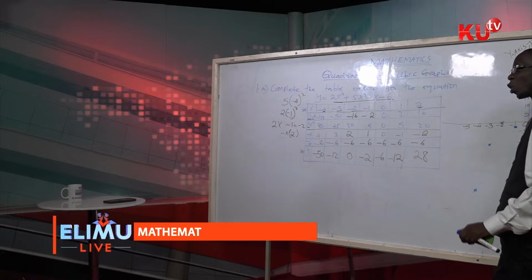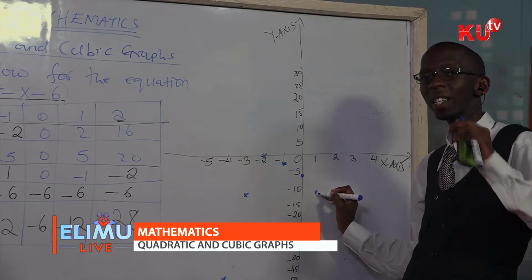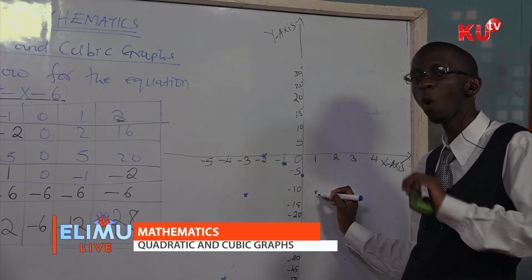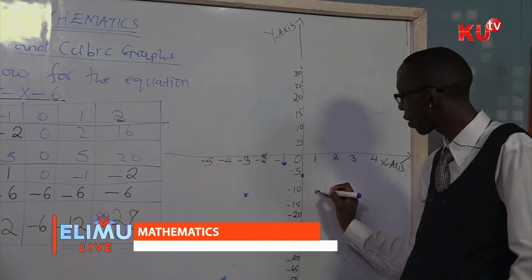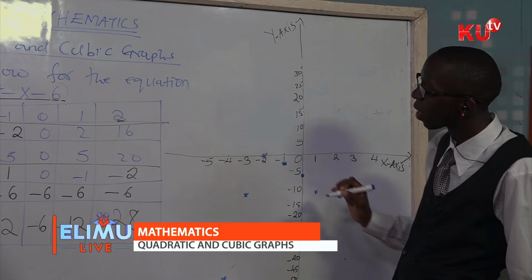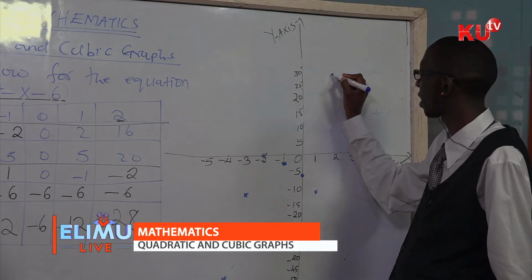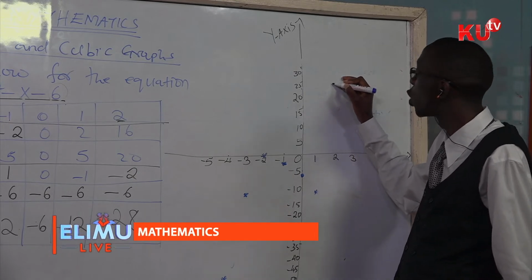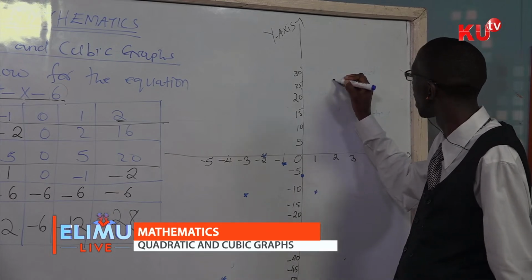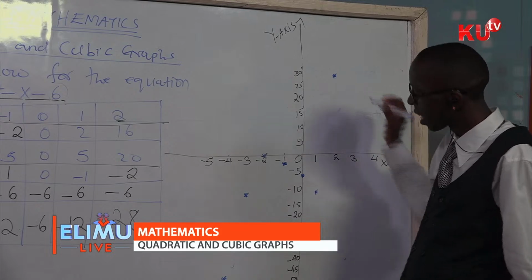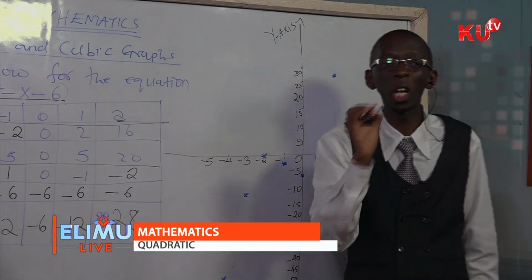Then 1, negative 12. When x is 1, y is negative 12. After negative 10, you'll count 2 small boxes, if your one big box has 5 small boxes. But if your one big box has 10 small boxes, then you'll count 4 small boxes. Then we have 2, 28. When x is 2, y is 28. After 25, you'll count 3 small boxes: 25, 26, 27, 28 is there.